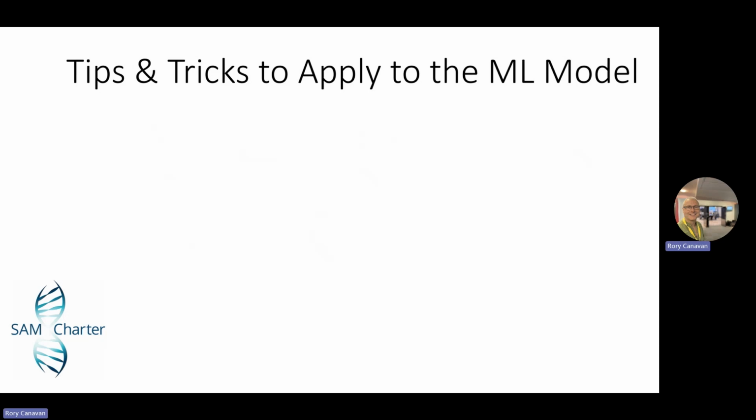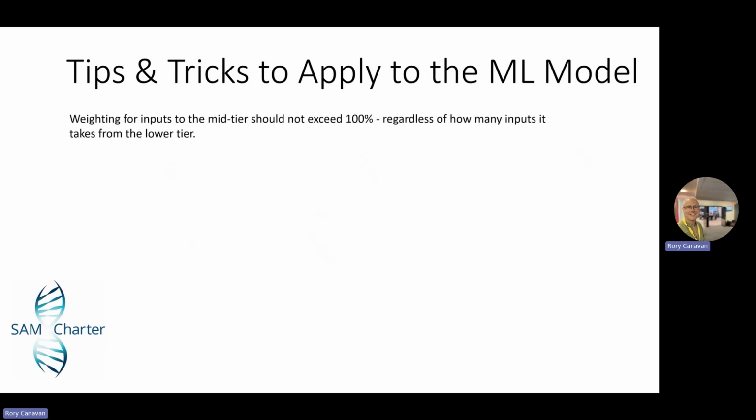So, tips and tricks to apply to the machine learning model, and if I've covered some of these already, I do apologize. But the weighting for the inputs in the mid-tier should not exceed 100%, regardless of how many inputs it takes from the lower tier. What you're going to find is that if you do give extra weighting over and above 100%, you skew the hidden layer neuron. It's going to take precedence over the others. And what you really want to be able to do is to look at that middle tier.